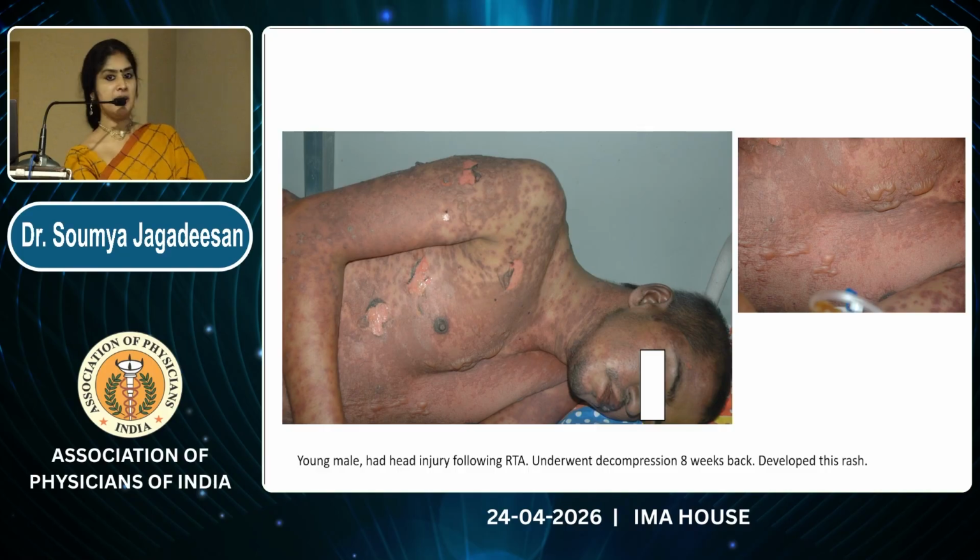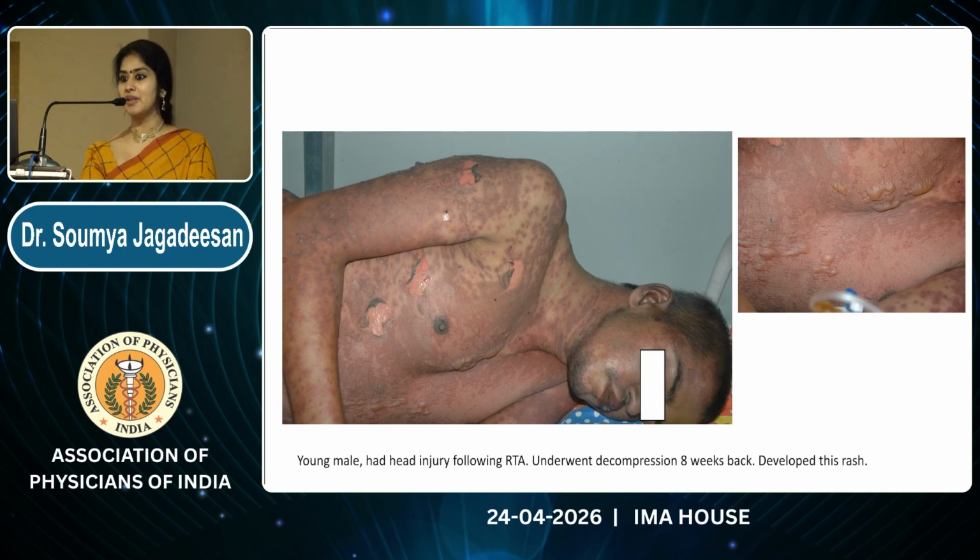They land up in our emergencies. Usually they must have been managed by local hospitals a lot, and then they land up in the casualty, in the emergency department of a bigger hospital. And this is how it usually looks. This is nothing but toxic epidermal necrolysis. This is not SJS. This is not Stevens-Johnson.